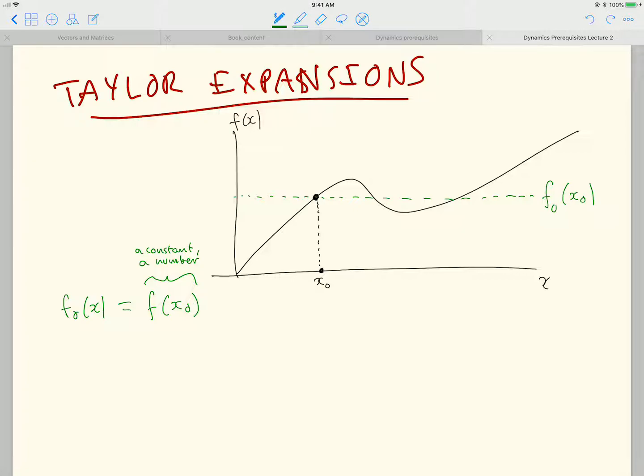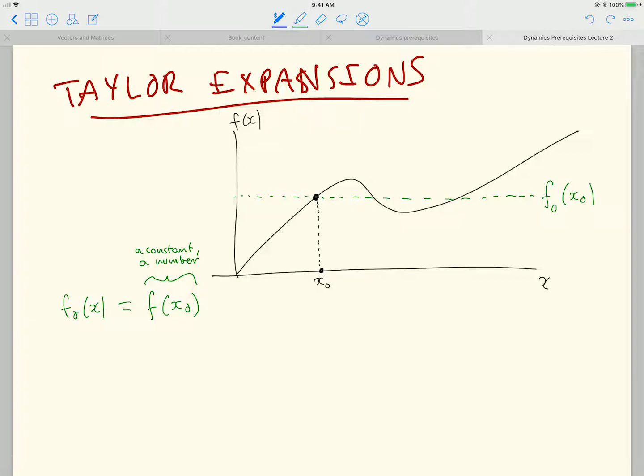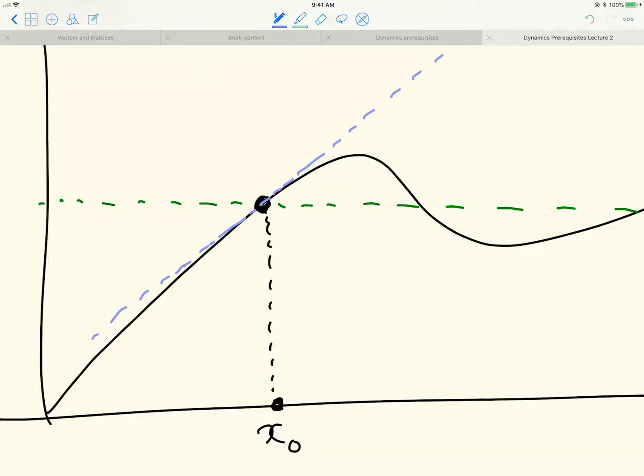You could say, how about instead of approximating f as a constant, let's approximate it as a line. So what line should you choose? Well, how about choosing the line that goes through f of x naught and has the same slope as the original function f at x naught? And you can see that the blue approximation stays close to the black for longer than the green approximation, right? We did a little better.